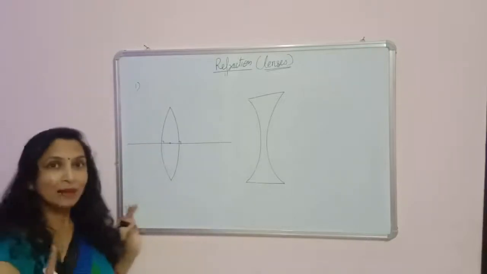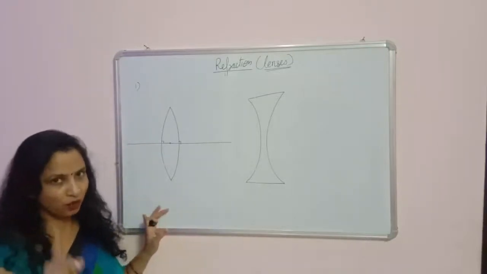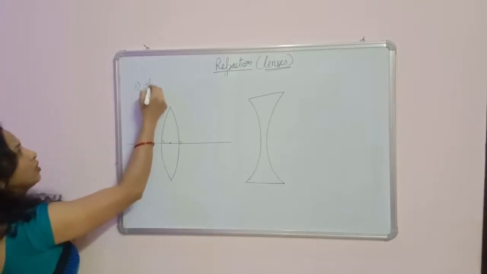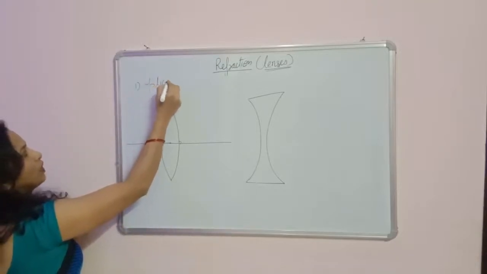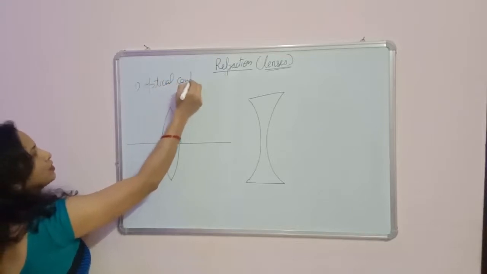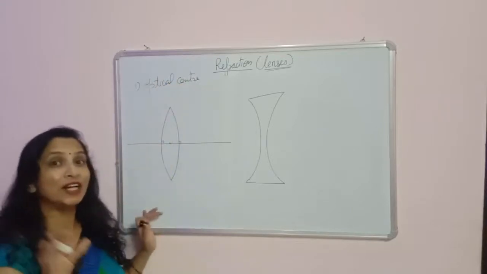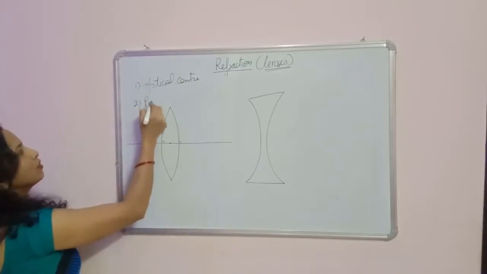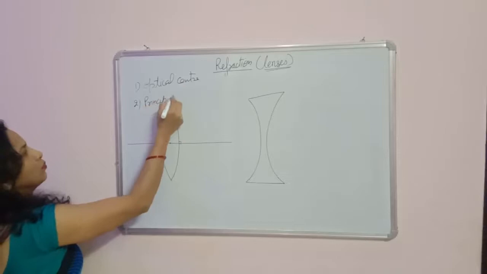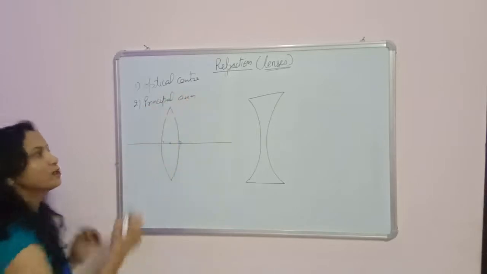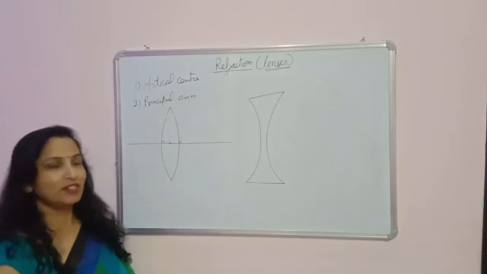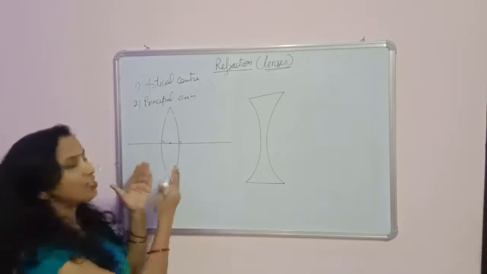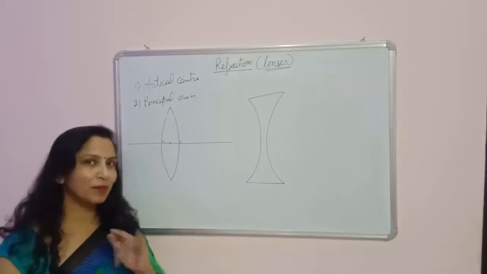So again I am telling you, you will write the definition of all these terms which I am going to explain to you. First one is the optical center. Optical center is the center of the lens. Second one is the principal axis. What is the principal axis? A line which passes through the optical center and is perpendicular to both the faces of the lens is called the principal axis.